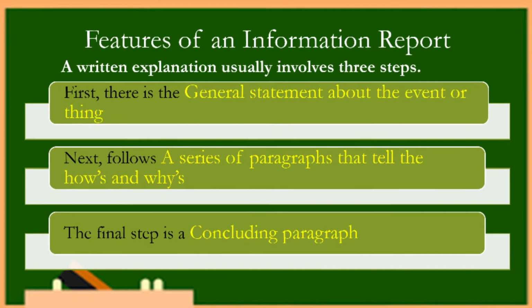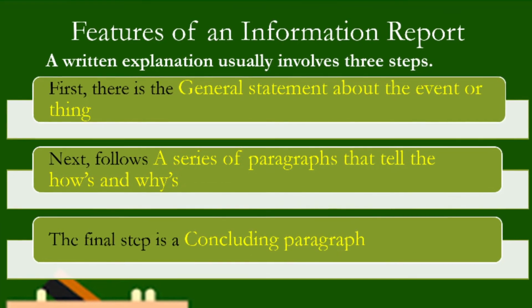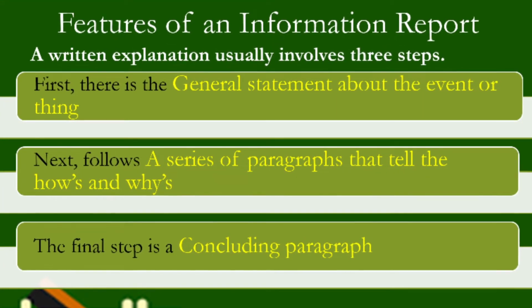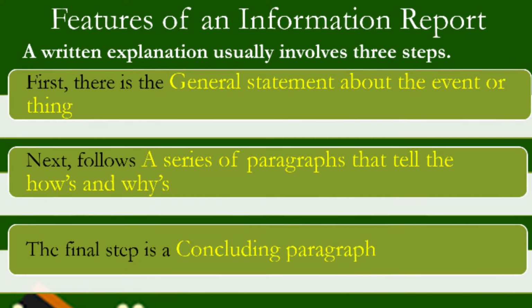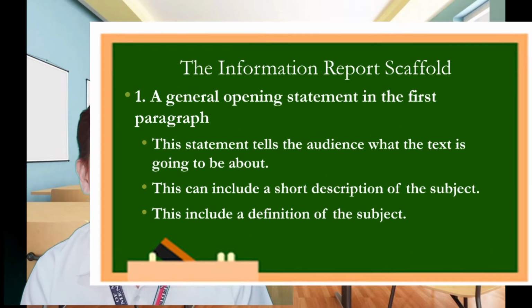How do we construct an information report? Here are the steps. First, there is the general statement about the event or thing. Next, follows a series of paragraphs that tell the hows and whys. And the final step is a concluding paragraph. Okay, so let's elaborate each step.